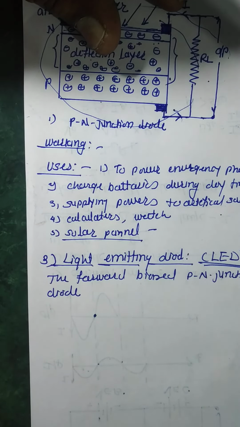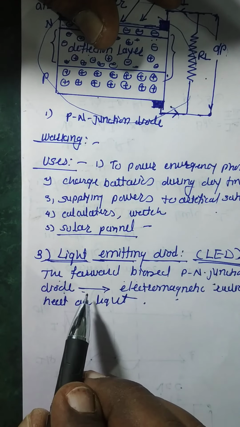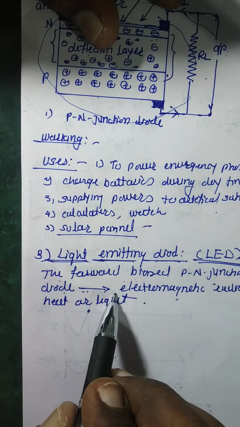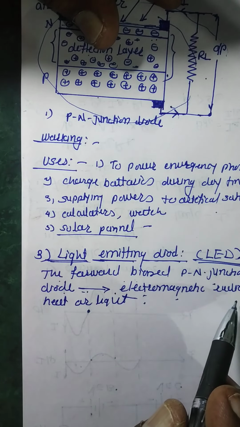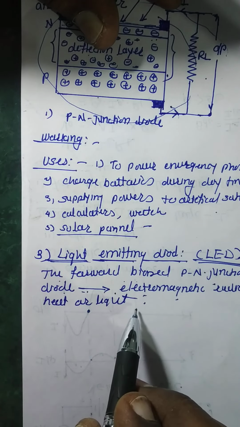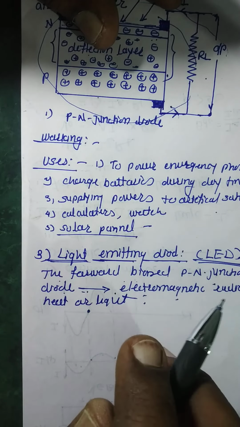What is a light emitting diode? The forward biased PN junction diode designed so as to emit electromagnetic radiations in the form of heat or light is called a light emitting diode, or LED. In an LED, suppose this one is a forward biased PN junction diode.